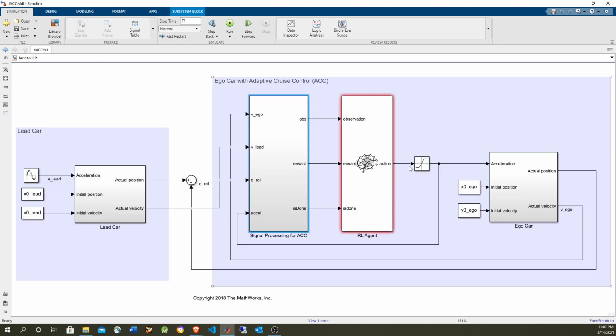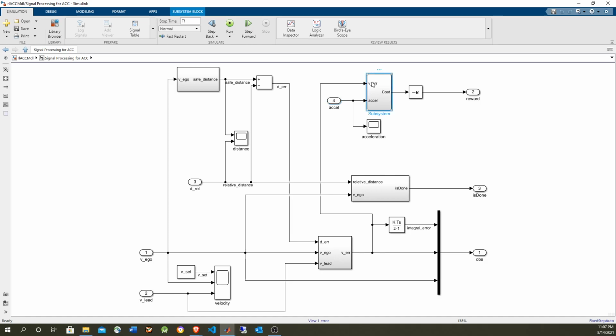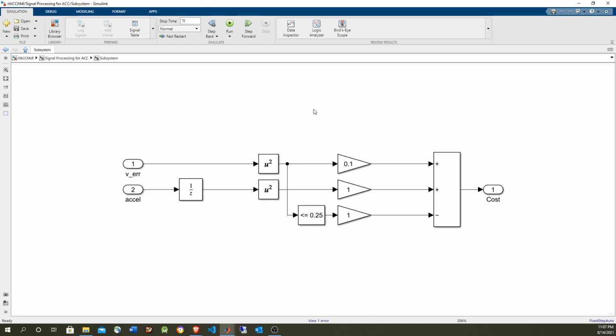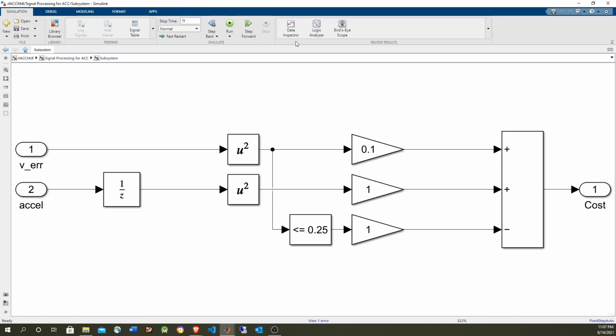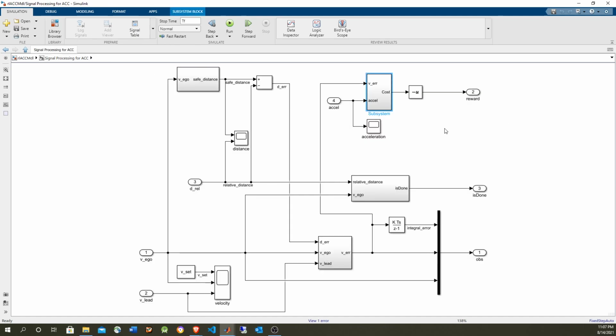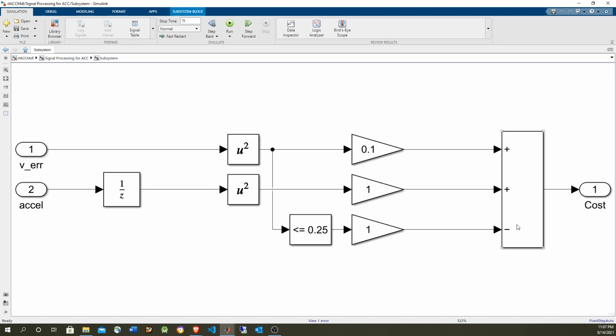So you can see here that it is the previous acceleration, and the velocity error. Notice that the output is a scalar, and the scalar is multiplied by -1, which means that we're going to have a sum in here. So everything that is positive is going to become negative, and you want to maximize the reward.